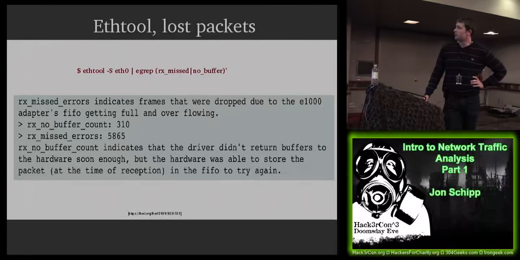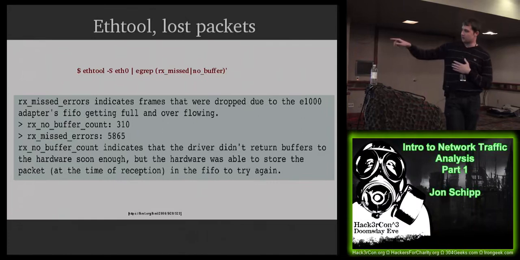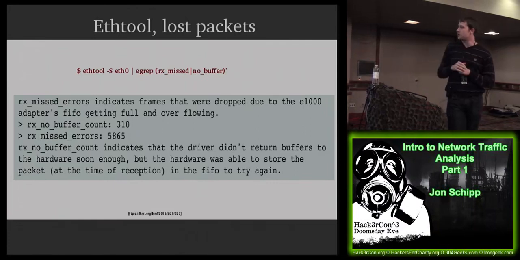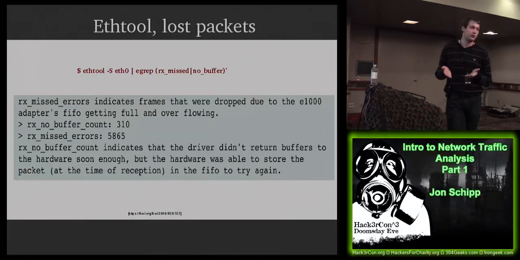So one thing to notice, like I mentioned about ethtool, is if you use ethtool, you can grep for a parameter like rx_missed or no buffer at the top. This is a clip from the Linux kernel mailing list where a guy asked basically what are these parameters, what do the values hold, what does that mean? If you look up there, rx_missed errors indicates that the frames were dropped due to the adapter's FIFO getting full and overflowing. So if there are values greater than 0, that means you lost some packets coming in your NIC.